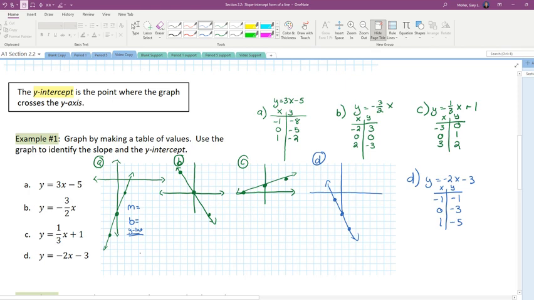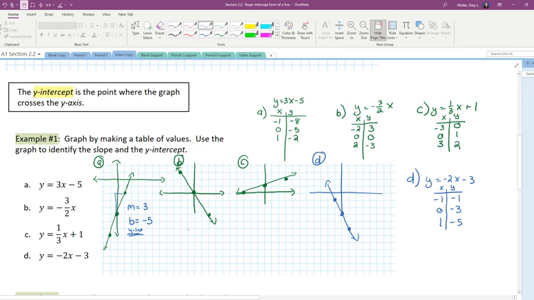So m, let's just count them. It's positive. I go up 1, 2, 3, and over 1. My slope is 3. My y-intercept, where do I cross the y-axis? 1, 2, 3, 4, 5. I cross it at negative 5.